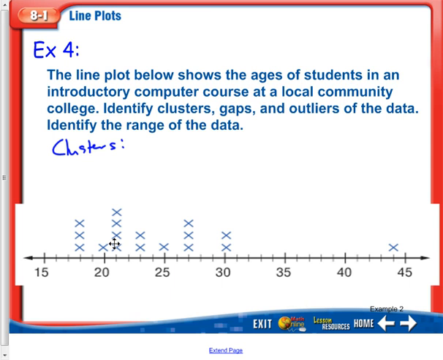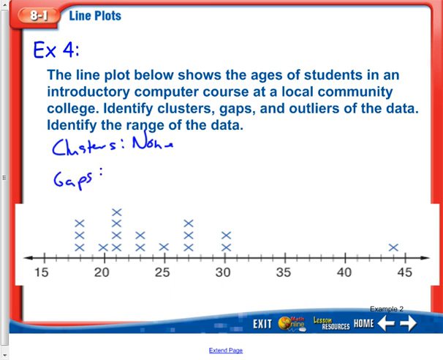Let's see, I have a group of 2 here. So really, if you think about what I said before, I was looking for groups of 3. So I mean, you could call this one group of 2 here a cluster, but the 20 only has 1. So you know what? I'm actually going to say there's none. There's no clusters.